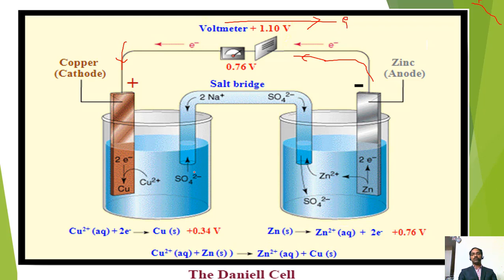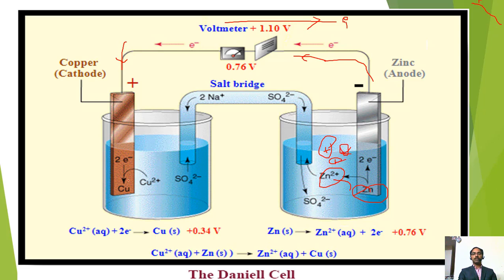Now the important thing here is the salt bridge. This salt bridge is necessary. If we don't keep the salt bridge, there is no further reaction. See here, in the oxidation cell, the zinc is converting into zinc plus 2. After some time, so many zinc ions will be forming, so this total cell becomes positively charged.